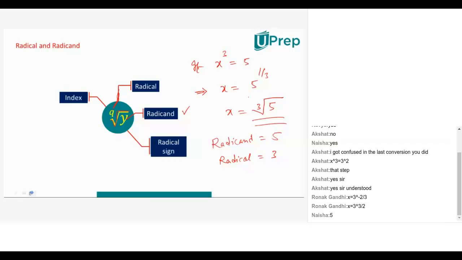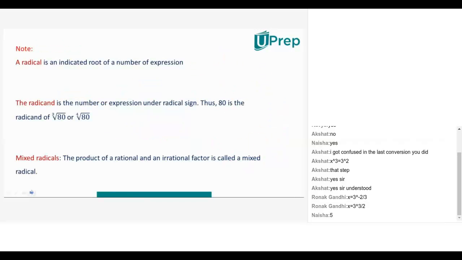Okay, let's take more examples. This is all definitions. I'm not interested in definitions. Let's understand the concept. So a radical is an indicated root of a number or expression. That's a very simple definition. The radicand is a number or expression under radical sign.